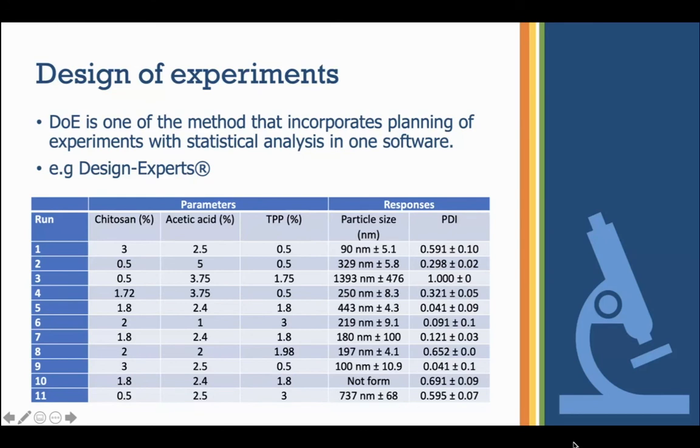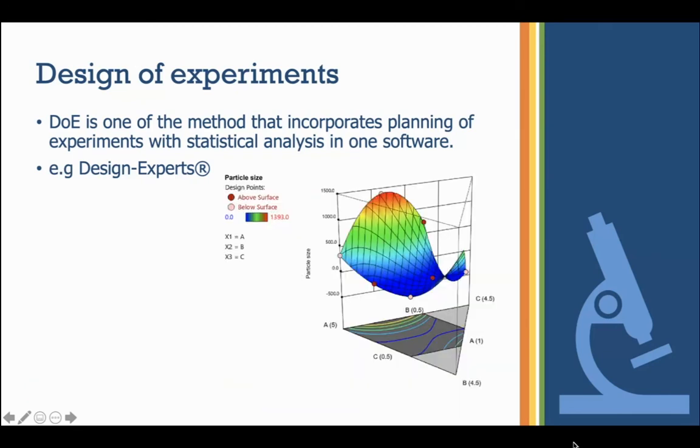So from here, after the experiment, we have the results of the particle size. From these results, we will enter the results into the software, and the software will give us different kinds of results. As an example, here is the surface plot. From this diagram, we can actually interpret what concentration will give the best particle size.